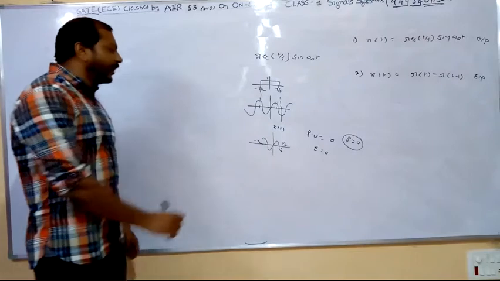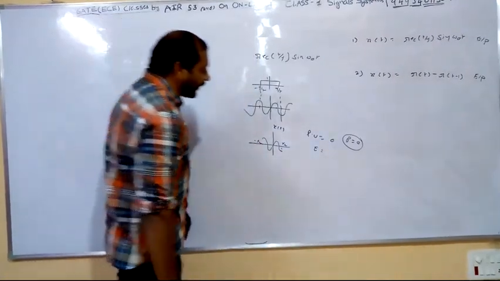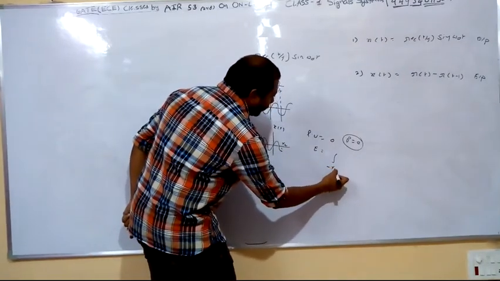What is the power of the signal? The power of the signal is definitely 0, because it is an energy signal. This you have to calculate.